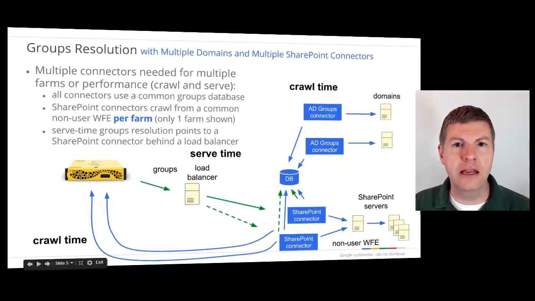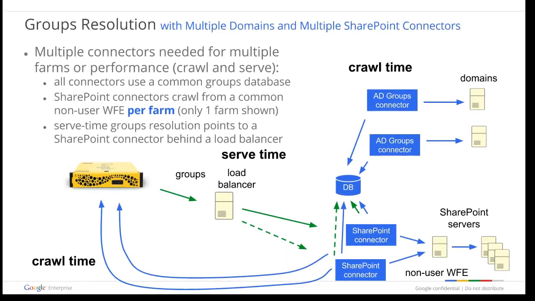You may need to use the AD groups connector with the SharePoint connector. Previously, you learned that the SharePoint connector contains a single instance of the AD groups connector to identify AD groups and can also identify membership in native SharePoint groups. For additional domains, you will need additional instances of the AD groups connector. Again, all connector instances, both SharePoint and AD groups connectors, must share the same database. At serve time, the GSA will query one of the SharePoint connectors, which will be able to read all group membership from the shared database.